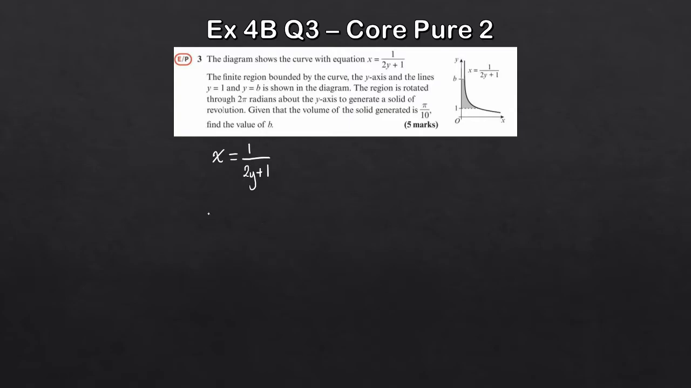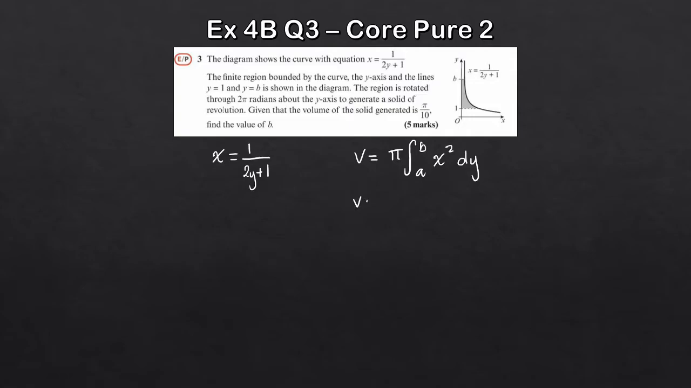So in this case, V is going to be equal to pi times the integral from a to b of x squared, because it's about the y-axis, dy. So remember, it's just the opposite variable. If you're rotating it about the y-axis, it's x squared. If it's about the x-axis, then it's y squared. So, x squared, well, that's just going to be this squared.